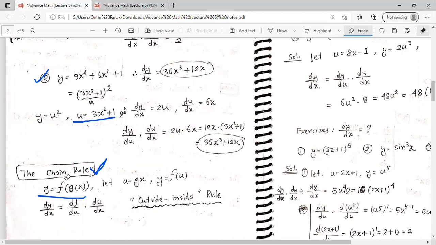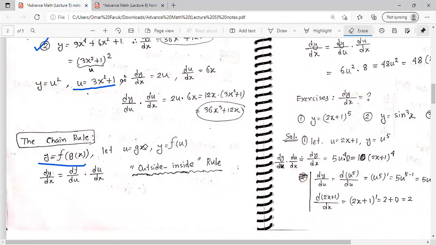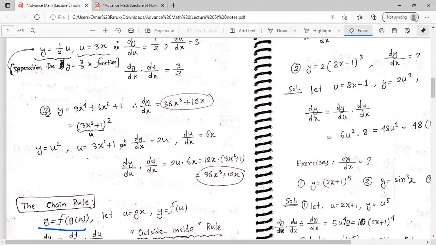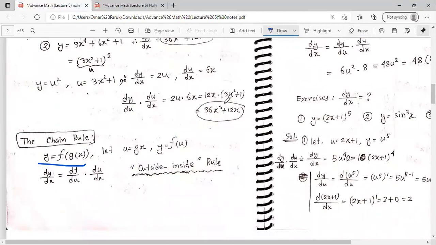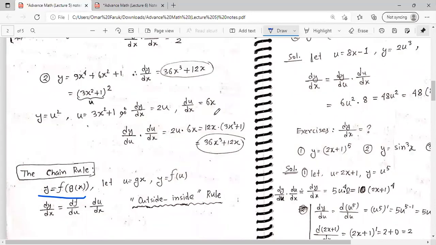Yeah, I think every function we let equal to u. Right. And at the last part, we calculate the derivative of u. And firstly, we calculate the outer function.